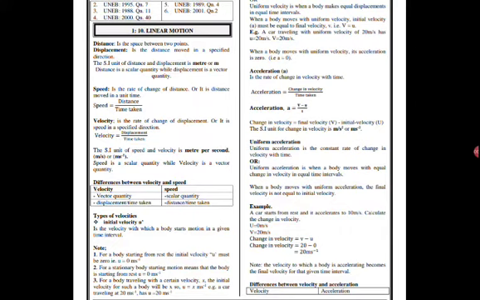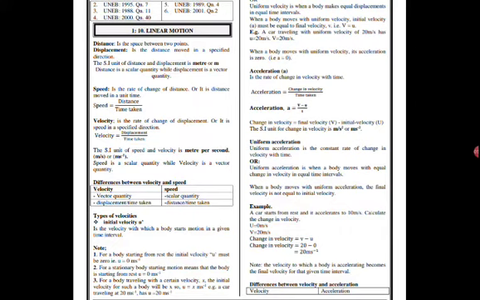Change in velocity, we had already said, is final velocity v minus initial velocity u. The SI unit for change in velocity is still what? Meters per second. That was a mistake there. The change in velocity is in meters per second because we are subtracting velocities, while the SI unit of acceleration is meters per second squared.